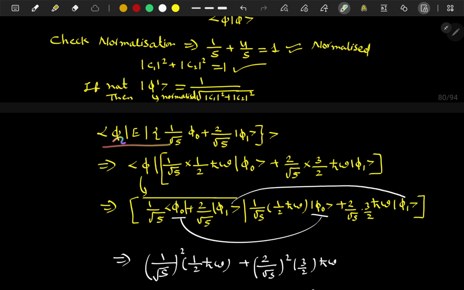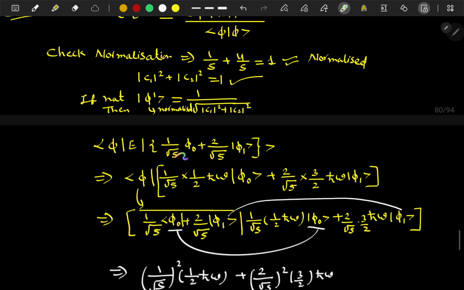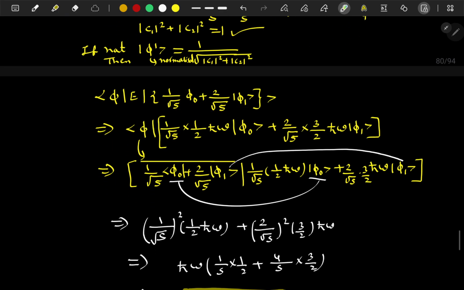So now we'll calculate <phi|H|phi>. phi is 1 upon root 5 phi naught plus 2 upon root 5 phi 1. So E0 is for the ground state phi naught and E1 is for the first excited state. For the ground state, the energy of the simple harmonic oscillator is 1 upon root 5 phi naught, with E0 equal to 1 by 2 h cross omega, plus 2 upon root 5 phi 1, with E1 equal to 3 by 2 h cross omega.